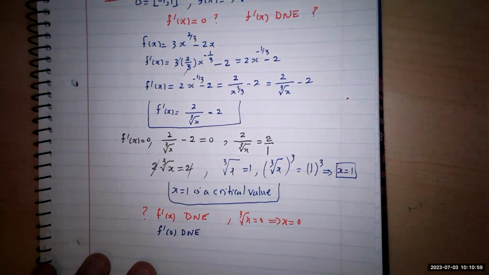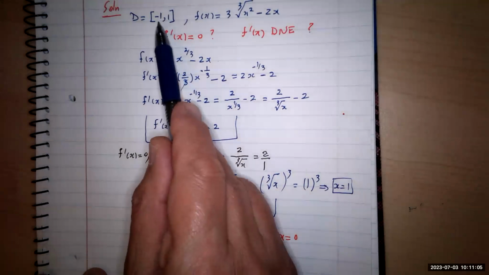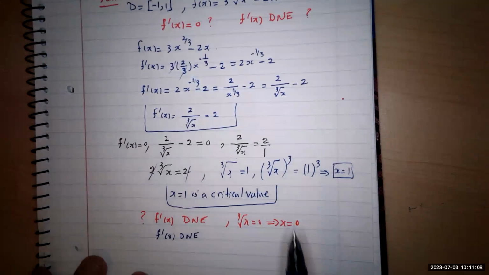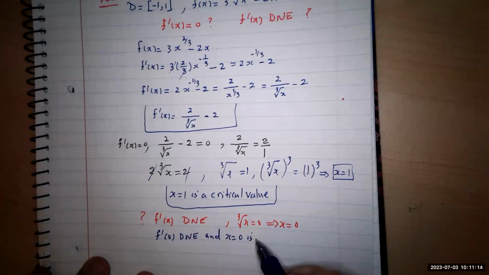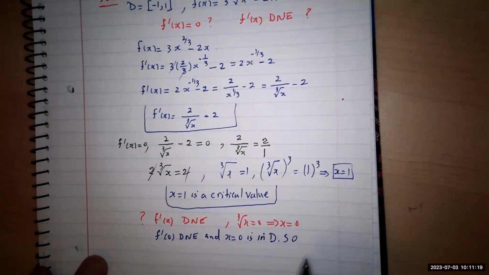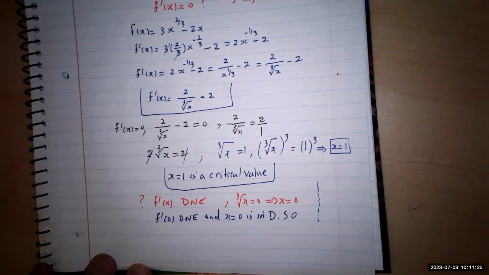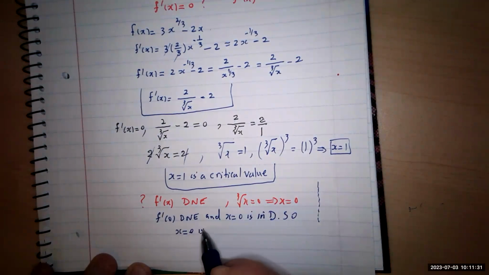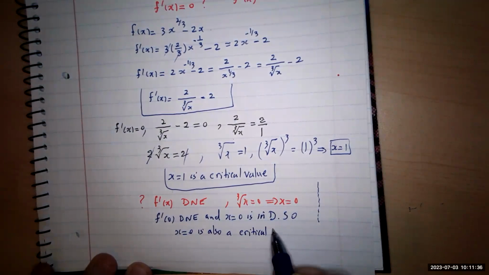And you have to check to see if 0 is in the domain, because they restrict the domain for you. Yes, 0 is here. So f prime of 0 does not exist, and x equal to the 0 is inside the domain D. So this is a critical value. This is where we get the vertical tangent line. Okay, that's why it does not exist. So x equal to the 0 is also a critical value. So you got to be careful about the second possibility that you're going to have.